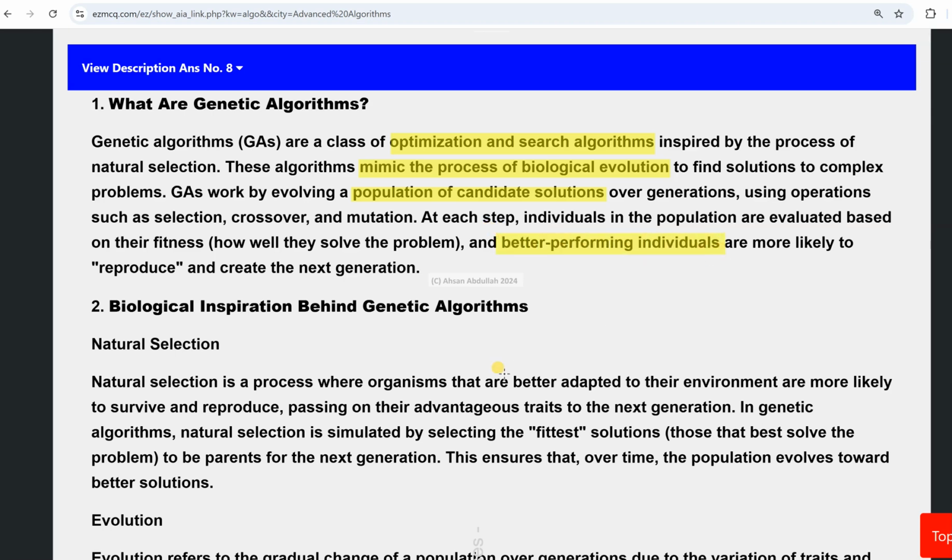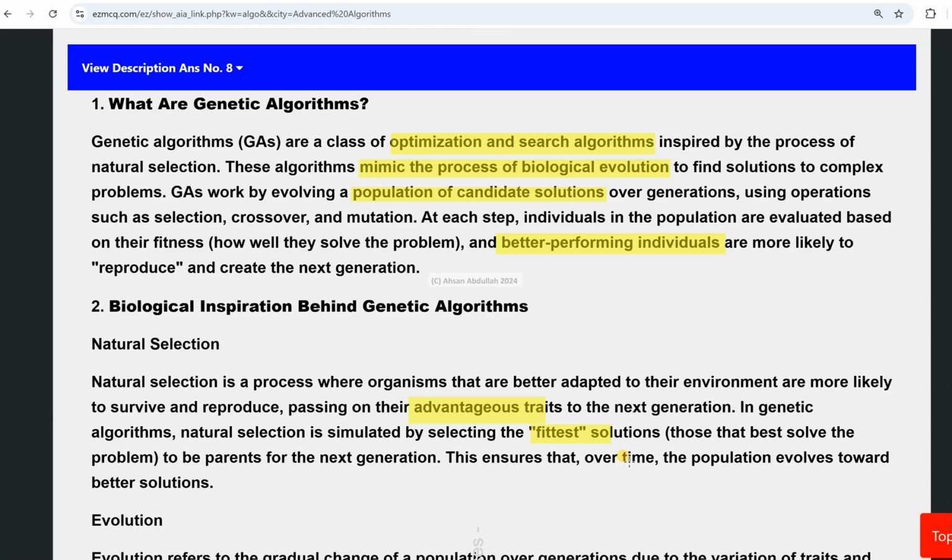So what is the process? The process first is natural selection. The organisms, which are basically solutions, that are better adapted to their environment are more likely to survive and pass on their advantageous traits to the next generation. So we have solutions of better quality compared to other solutions, and we combine those to create another family of solutions which are better than the previous ones. We are basically simulating fitness. We pick the fittest solutions, those that best solve the problem, and they are the parents of the next generation of solutions.